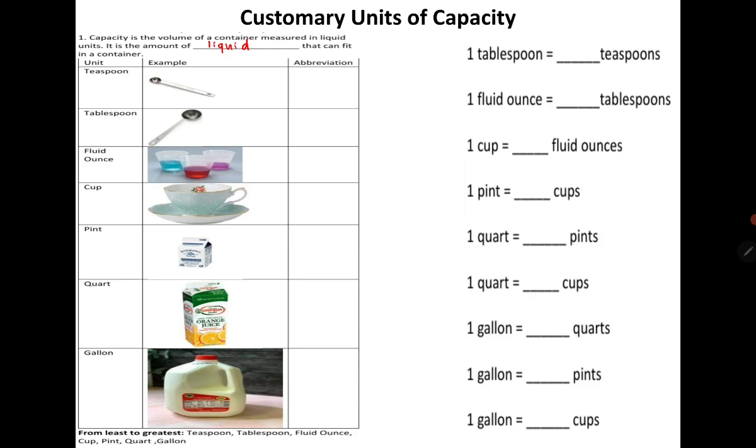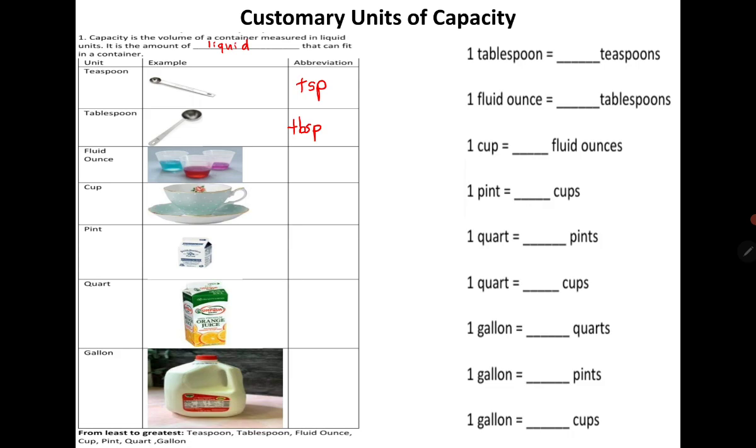So in the customary system, the smallest unit of measurement is the teaspoon. This is an example of a teaspoon. You see teaspoons a lot when you're baking or cooking. The abbreviation for teaspoon is TSP. Tablespoon is the next largest unit of measurement. We use tablespoons for baking and cooking as well. Tablespoons are bigger than teaspoons, and a way that I remember that is a table is bigger than a teacup. The abbreviation for tablespoon is TBSP.